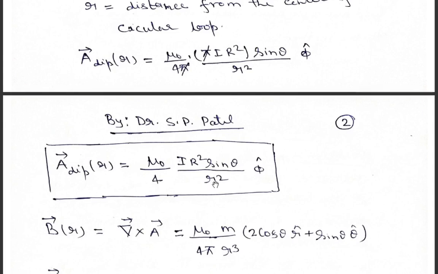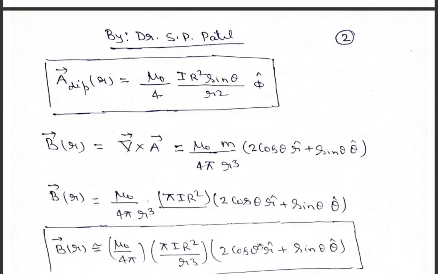Now what is asked in the question? We have to find out the magnetic field due to this dipole, means the circular loop. So we can find out del cross A. If you take the del cross A, that formula I have already written in my previous lecture. That is mu 0 upon 4 pi, m, the magnetic dipole moment, upon r cube, into, in bracket, 2 cos theta r unit vector plus sin theta theta unit vector, in terms of spherical polar coordinates. So this is the magnetic field due to a dipole, because this circular loop is behaving like a dipole. So we can say that this is the magnetic field due to a circular current carrying loop.